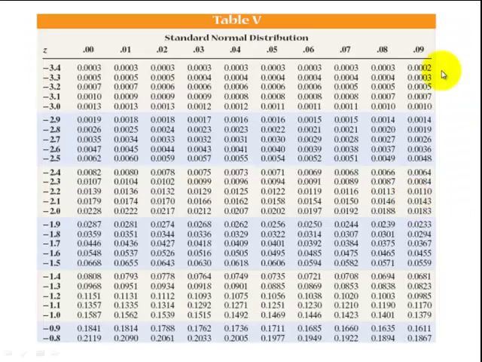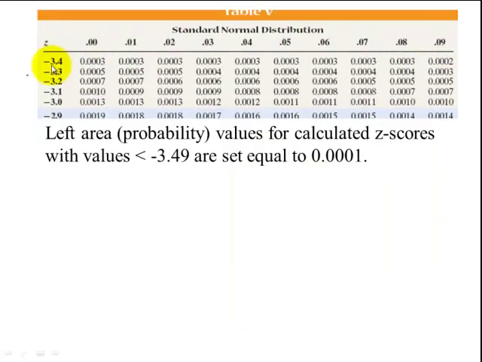This is what Table 5 looks like, and here are our z values. These are the row components, and the row components tell us the whole number and the first decimal place, and the columns tell us the second decimal place. The smallest value the table can give is negative 3.49, which is 0.0002. If we get a z-score smaller than negative 3.49, we're going to use this default value, 0.0001. So that's the area to the left of anything less than this z-score.